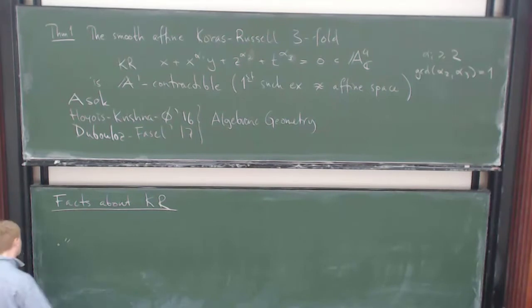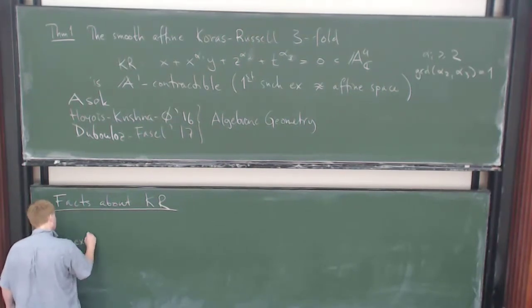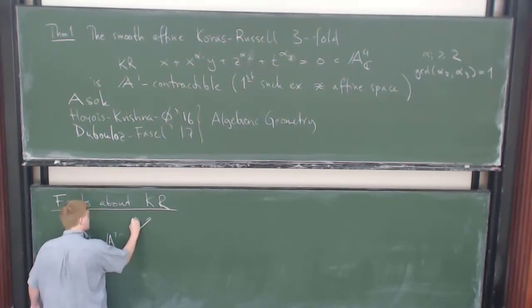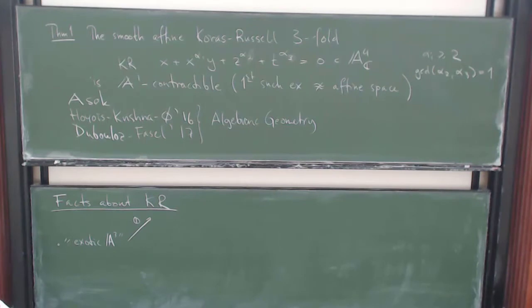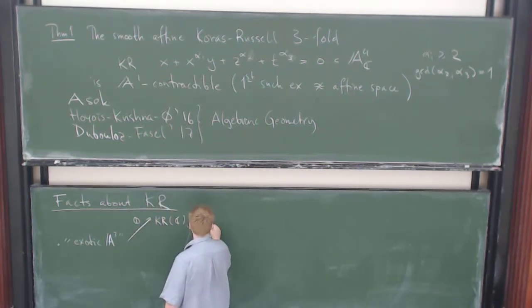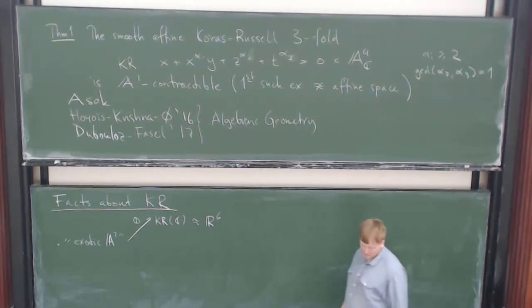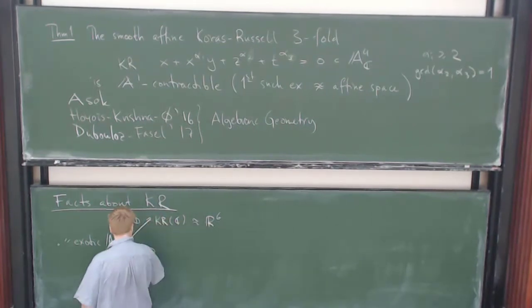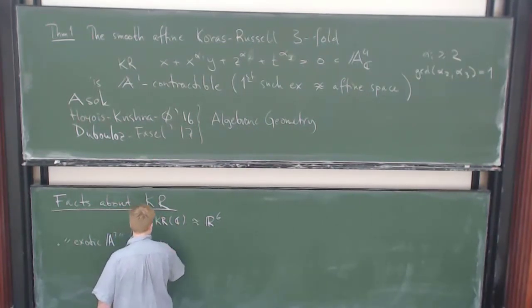First off, it is a so-called exotic A3. This means two things. The first statement is that when we take KR and look at its complex points, and view them as a real manifold, then that manifold is diffeomorphic to R^6. So topologically this is a Euclidean space, while algebraically it is not an affine space.